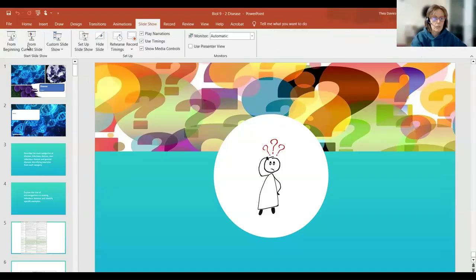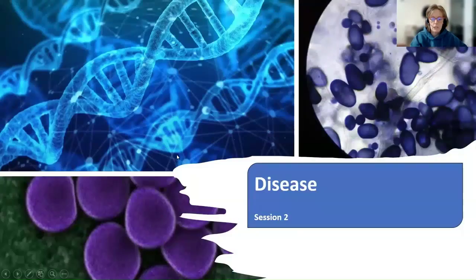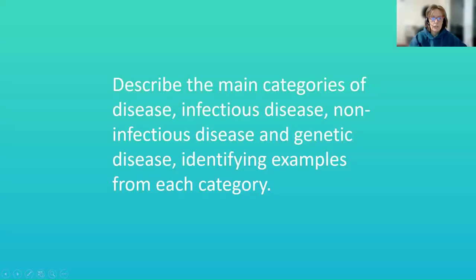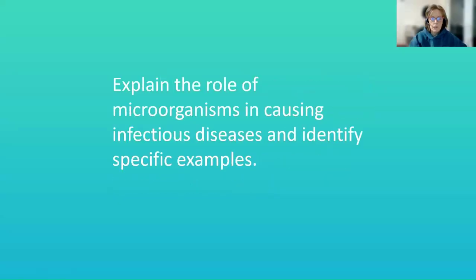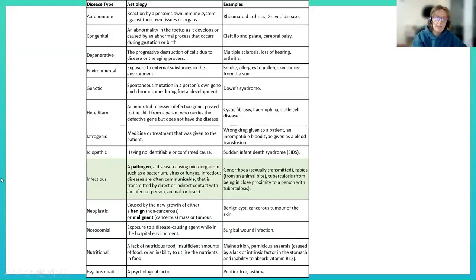So lots of different causes and symptoms and disease courses with all of these different diseases. So let's have a look at the next part of this. We also need to explain the role of microorganisms in causing infectious diseases and identify specific examples. Good news is we've covered most of this in microbiology, and this is the region here that we're looking at in our list of disease types. So let's just have a quick look at the ones we've considered already.